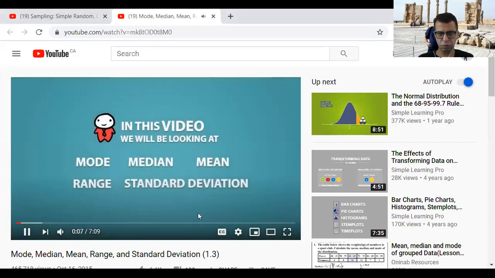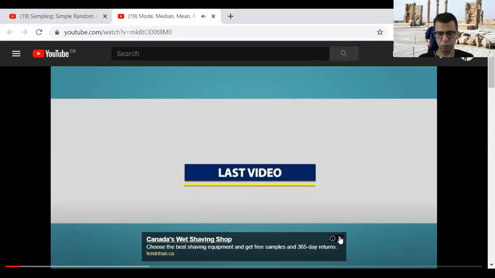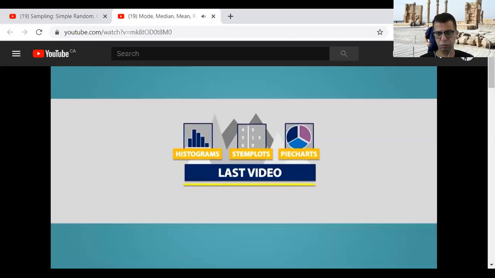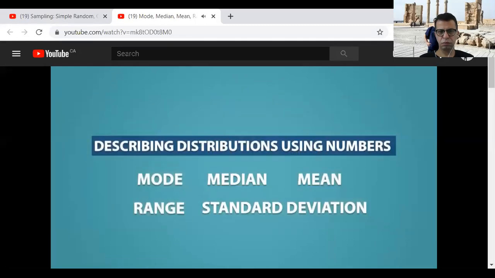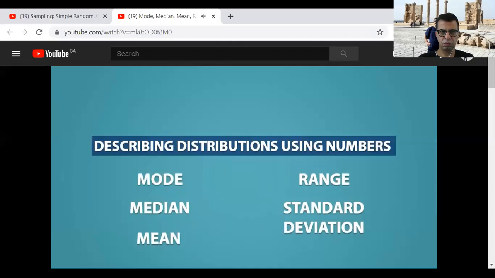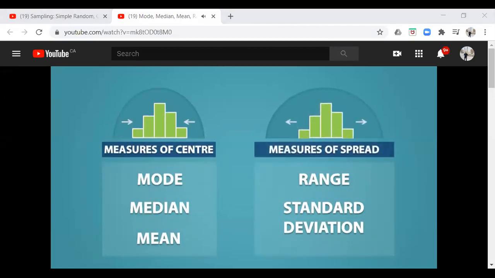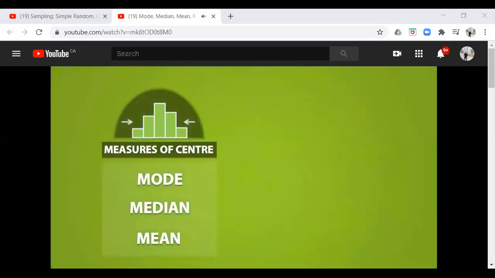In this video, we will be looking at the mode, median, mean, range, and standard deviation. In the last video, you saw how we can display a dataset using things like histograms, stem plots, and pie charts. We use these diagrams to help us visually display a dataset. However, there is another way we can describe a distribution, and that way is by using numbers. The mode, median, mean, range, and standard deviation give us numerical information about the distribution of a dataset. Specifically, the mode, median, and mean are measures of center or central tendency, and the range and standard deviation are measures of spread. We will look at how we can determine the measures of center first.